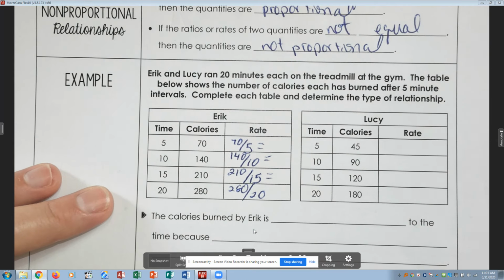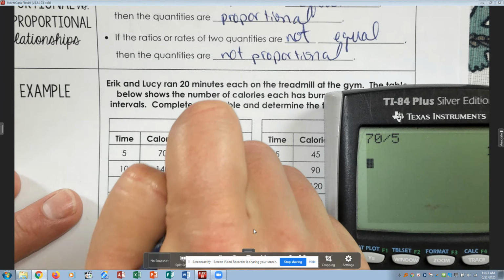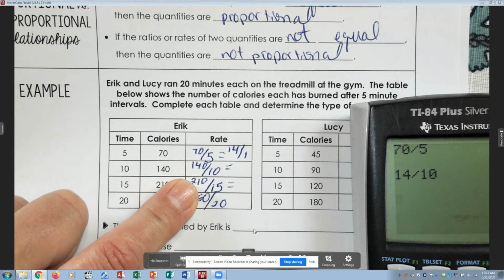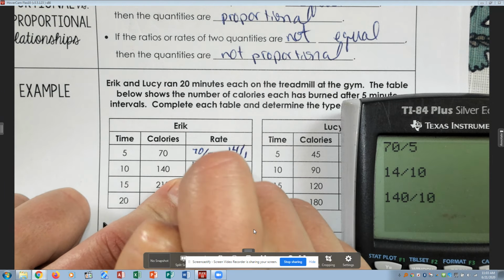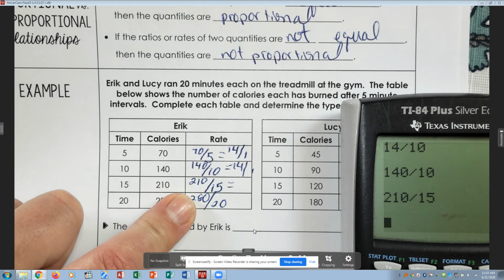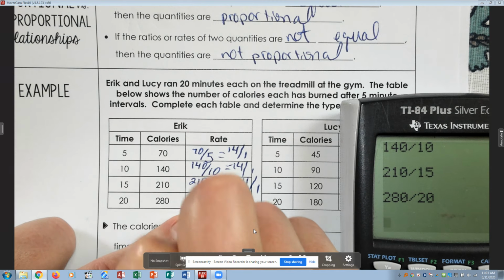So what you do is, in your calculator, we're going to divide 70 by 5, and we get 14 calories per minute. 140 divided by 10. Again, I forgot the 0. So we get 14 calories per minute. Now it may seem like this is proportional because I did 2, but let's just do them all to make sure. 280 calories in 20 minutes, and we have 14 calories per minute.